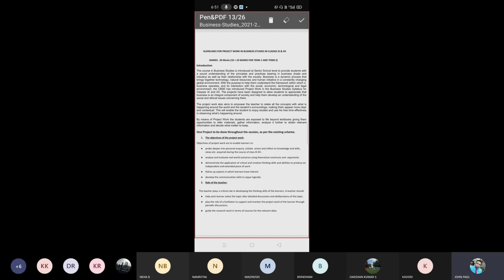Second one, what is the role of teacher? What should I do? The teacher plays a critical role in developing thinking skills of the learner. A teacher should help the learner to select the topic after detailed discussion and deliberation. Play the role of facilitator to support and monitor the project work through periodic discussion. So periodically, I need to check your project and give supervision. I need to guide you. So guide the research work in terms of resources for relevant data.